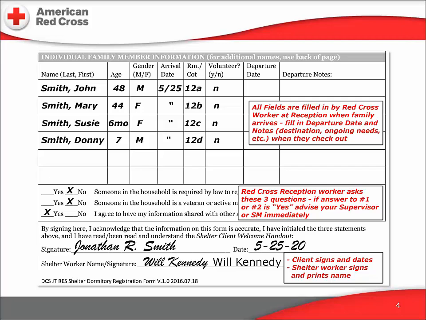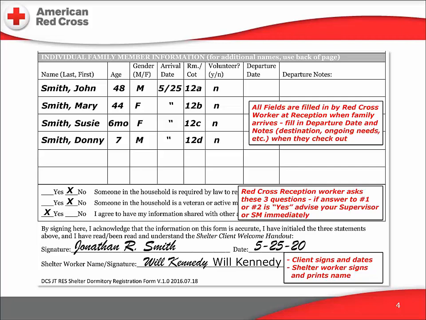The first one is intended to identify anyone who is required to report to law enforcement, such as a parolee or a person convicted of a sexual offense. A positive answer to this first question should be reported to the shelter manager before the client and family leave the registration desk. In most cases, this question will elicit a puzzled reaction from the client who doesn't really understand the question. We accept that as a no.